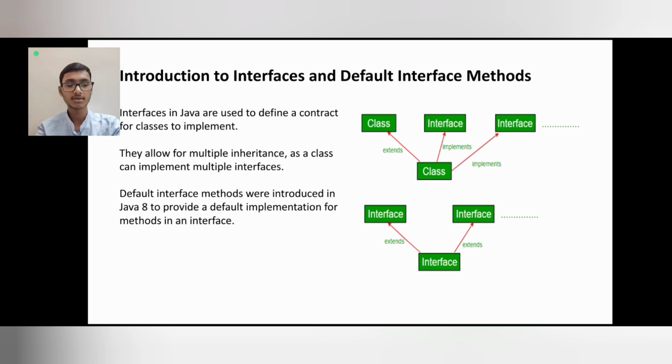Here you can see a simple example for interfaces, where there is a class which extends another class, that is called inheritance, and where there is a class which implements an interface. So that is called an interface. Usually, to use an interface you need to use a keyword called implements.